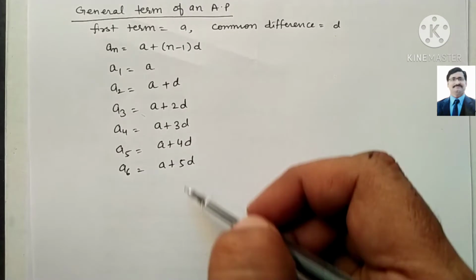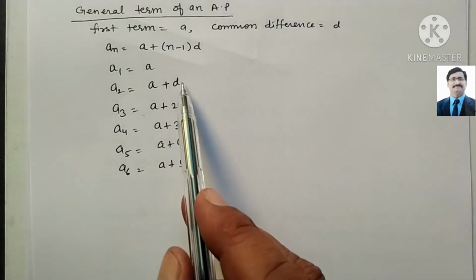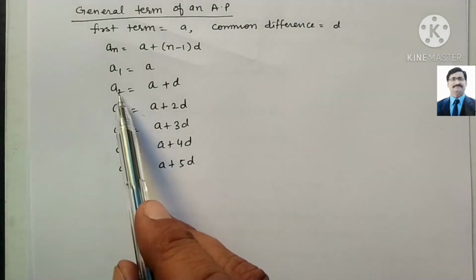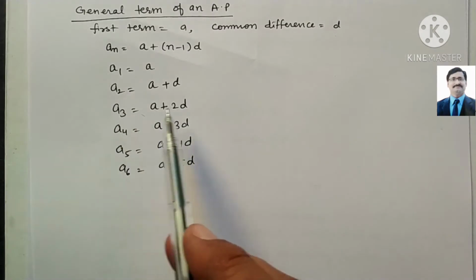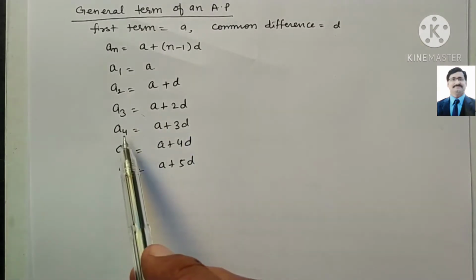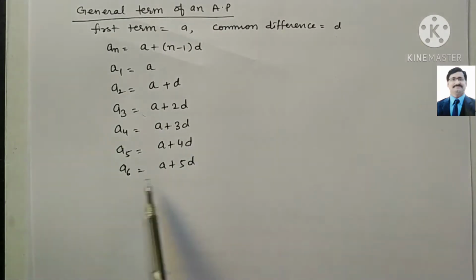All of you understand this way we can find. Look at D, we have to take one less. If we have the 2nd term, D is 1 only, for the 3rd term D is 2 only, for the 4th term D is 3 only. Okay, all of you understand this type we can find.